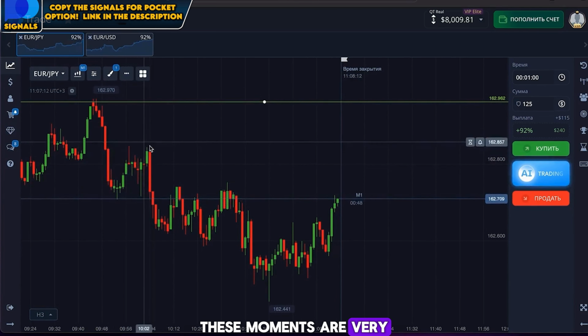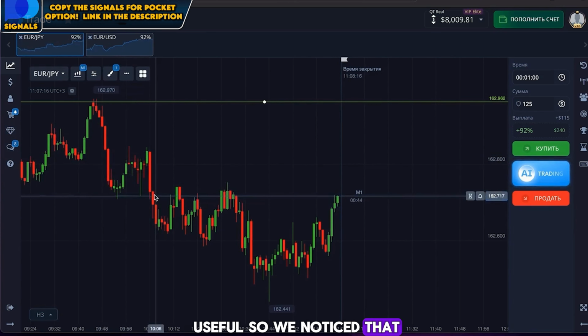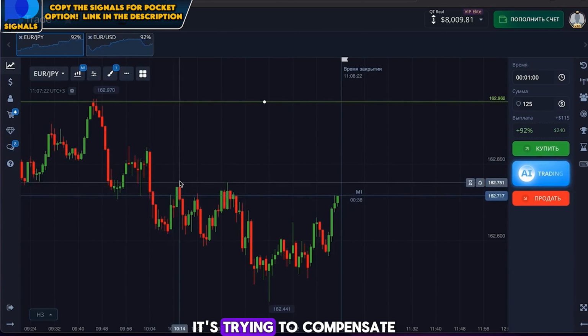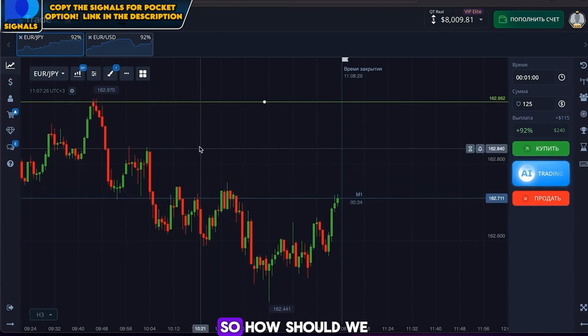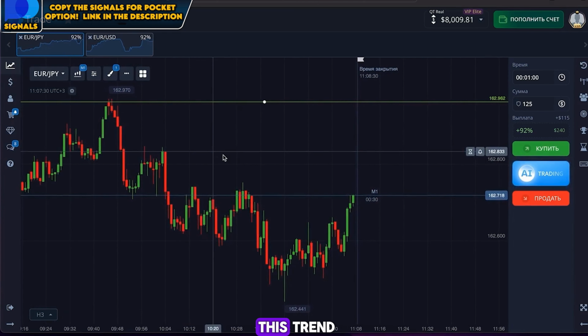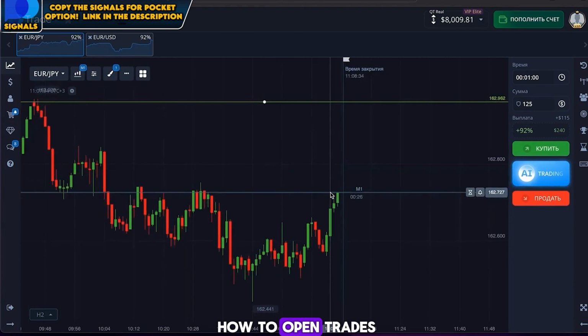These moments are very important to us. They will be very useful. Let's move on and see how the price is behaving here again. The price has dropped again. It's trying to compensate for itself again at this moment. And once again, it's falling. So, how should we act here? How do we trade if we've already noticed this trend? Since we're in this trend, we need to know how to open trades.